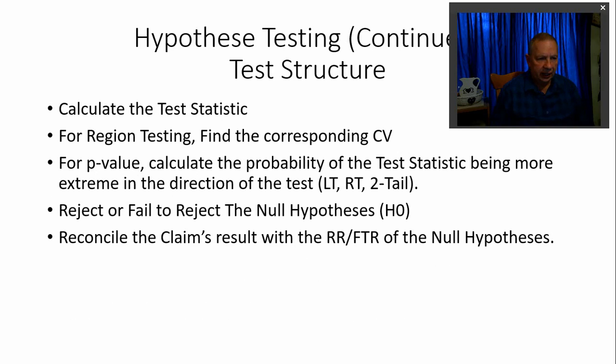I grab that sample value and I calculate the test statistic. And then for the critical region method, I find the corresponding critical values: left-tailed, right-tailed, or two-tailed.